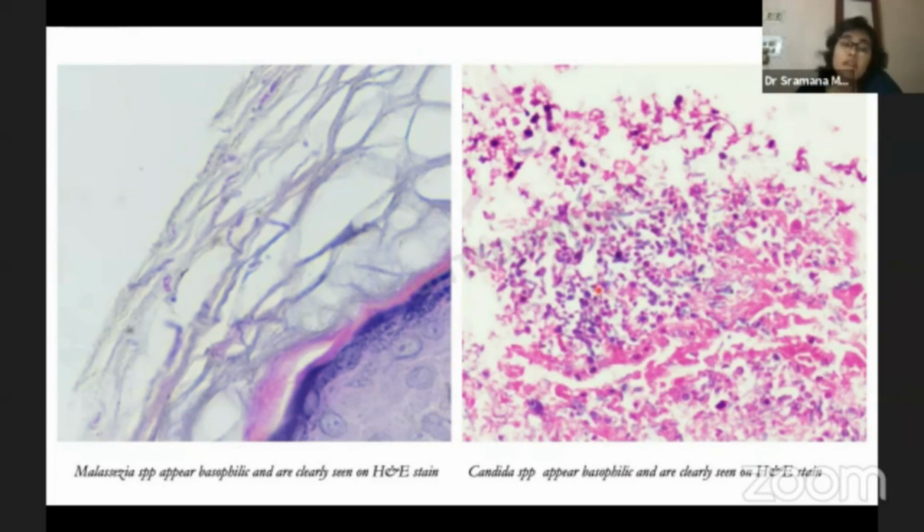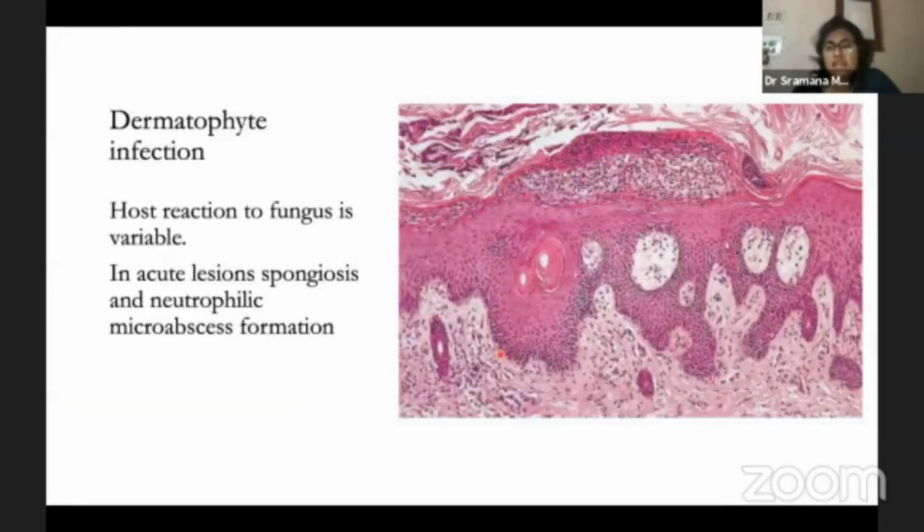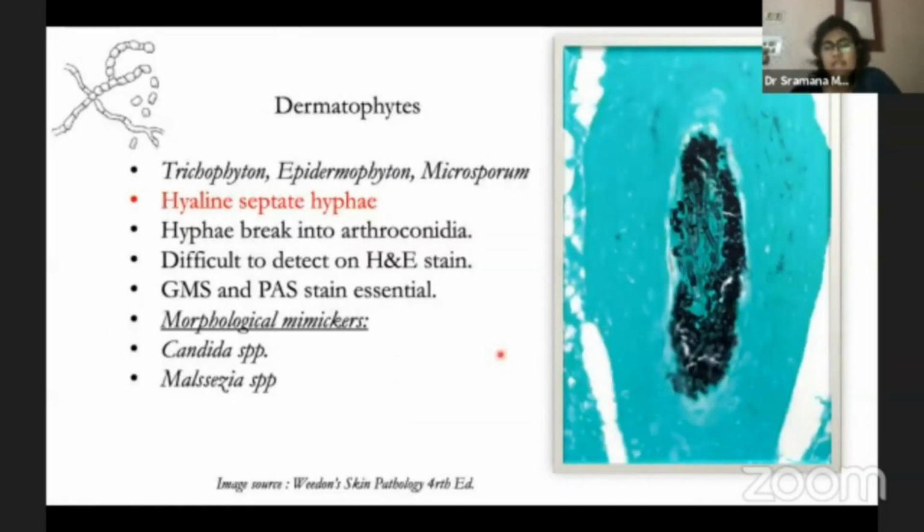So, crux of the matter is that Malassezia species and Candida species both appear basophilic and are clearly seen on hematoxylin eosin stain frequently. Whereas for a dermatophyte, you might often miss that on a hematoxylin eosin stain. So if you look at this kind of a tissue reaction, definitely you have to ask for special stains like GMS or PAS, right?